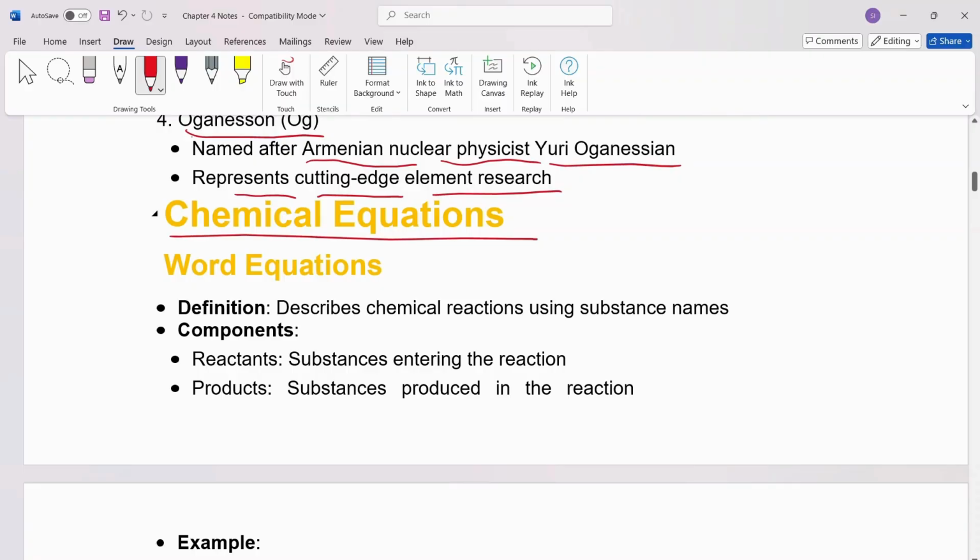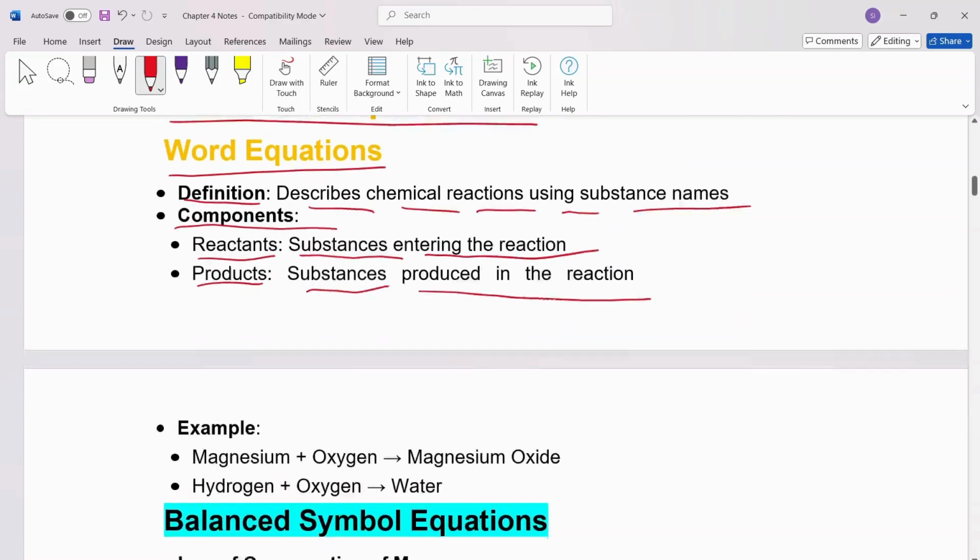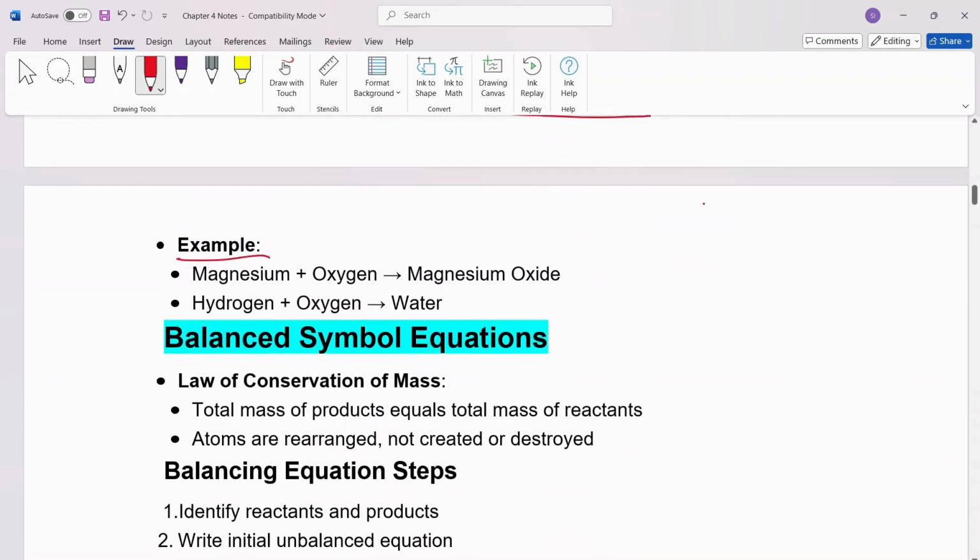Chemical equations. So, word equations definition describes chemical reaction using substance names. Components. It has reactants and products. Reactants are substances entering the reaction, and products are the substances produced in the chemical reaction. Example is magnesium plus oxygen gives magnesium oxide. Hydrogen plus oxygen gives water.